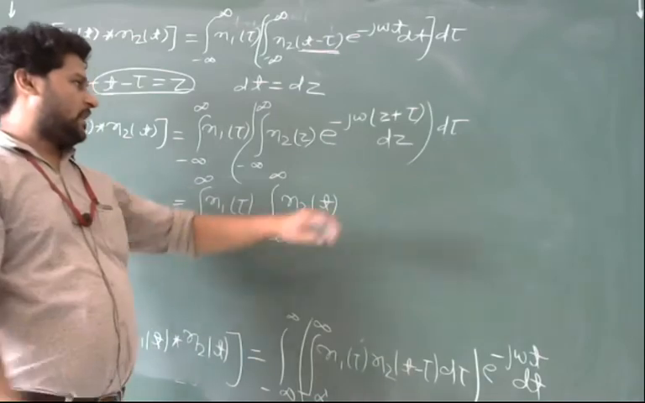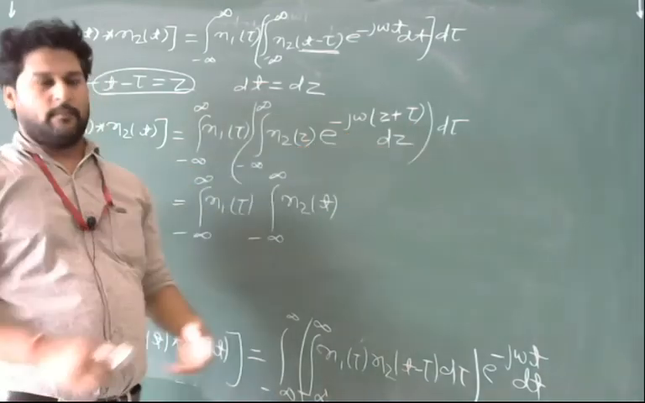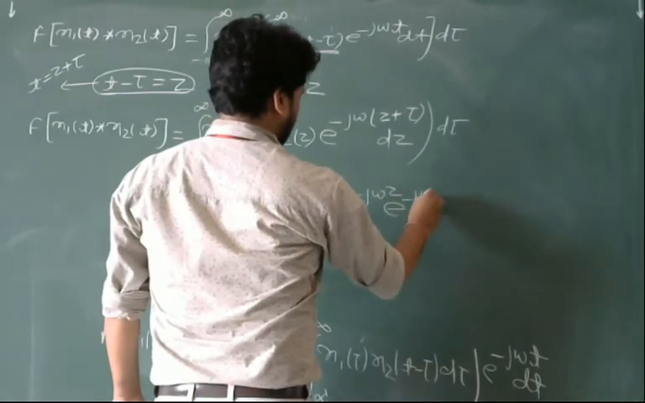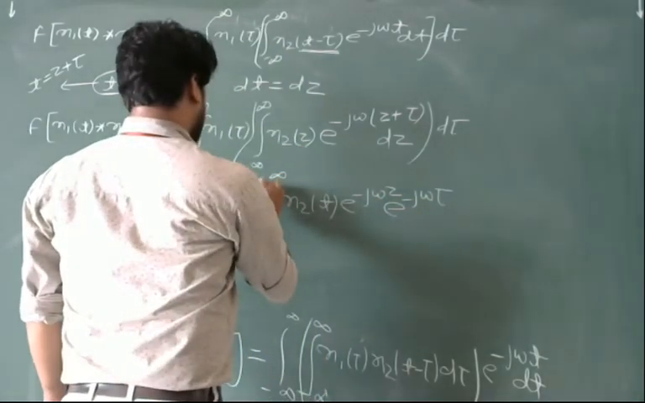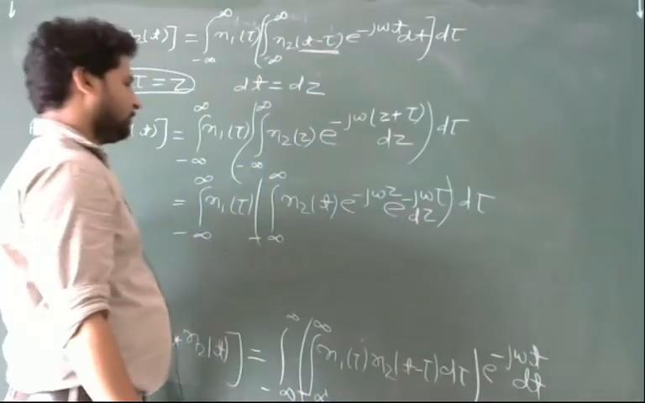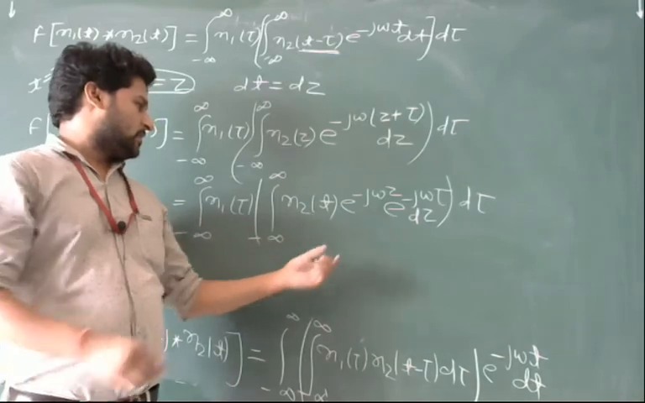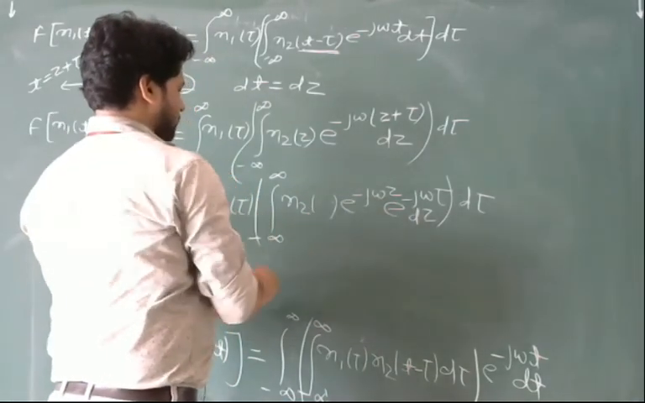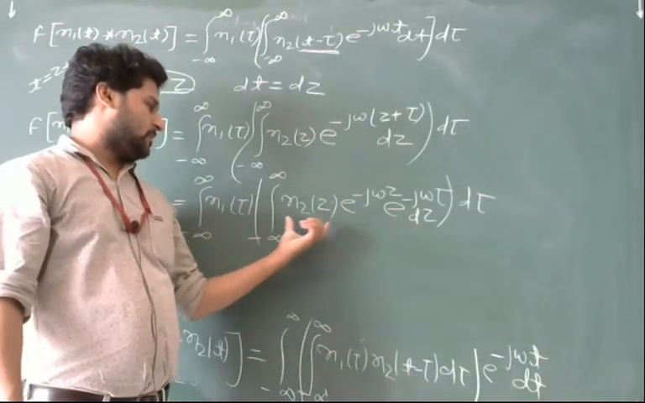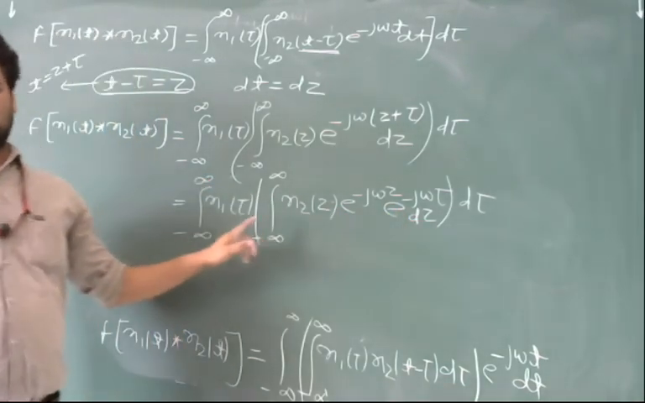I will break this e power minus j omega z into e power minus j omega tau. Now this will become e power minus j omega z into e power minus j omega tau, and integration of the whole is with respect to tau, here it is dz. Now separate these two terms: this is not x2t, this is x2z. Put this e power minus j omega z with this term x2z, and combine this e power minus j omega tau with x1 tau.